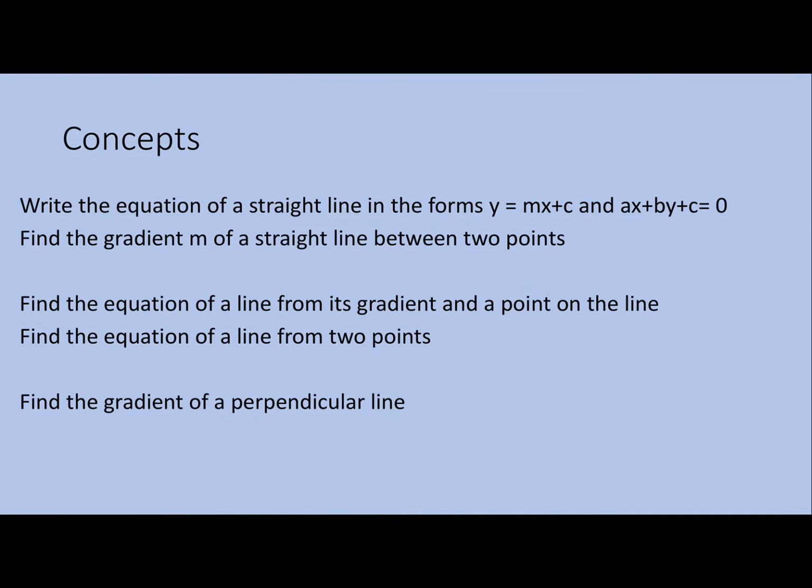In this video, we're going to look at some of the concepts from Chapter 5 of the C1 textbook. So this chapter covers equations of straight line and coordinate geometry. We've got to be able to write the equation of a straight line in the formats of y equals mx plus c and ax plus by plus c equals 0.